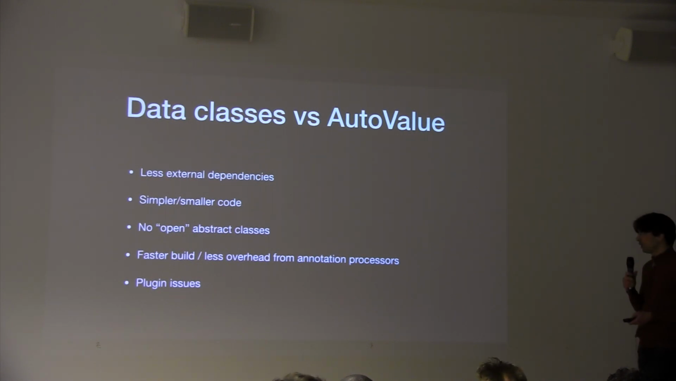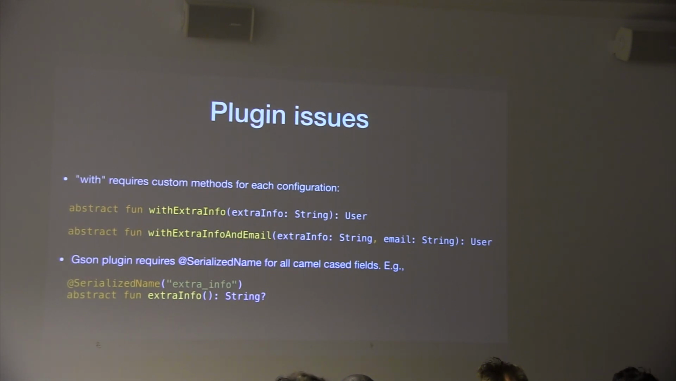And in our project specifically, we were running into some smaller plugin issues. They are small, but still they add to the list of things that we consider when migrating. So for example, withers can become quite verbose, because you need to declare one for each combination of fields you want to modify. So if you want to have a way to expose modifying the extra info and another extra info and email, you need to declare these two functions, two abstract methods, and they have to follow this contract specifically. So you have to have the full name of the field you want to modify, followed by and, followed by the next field, and so on.